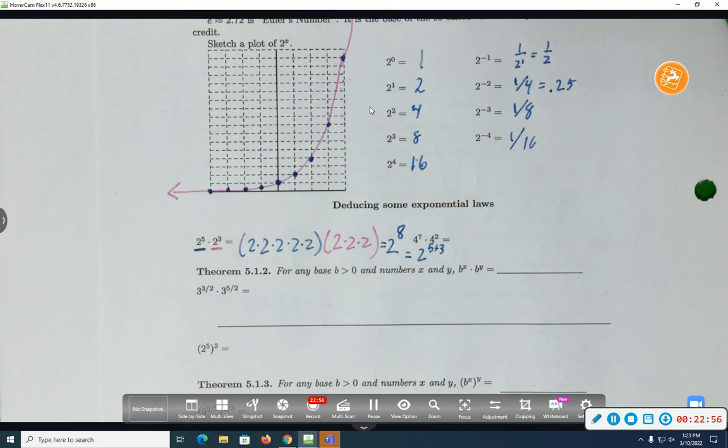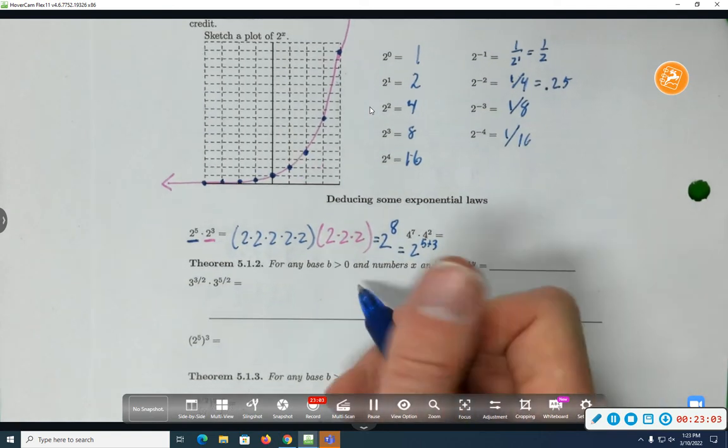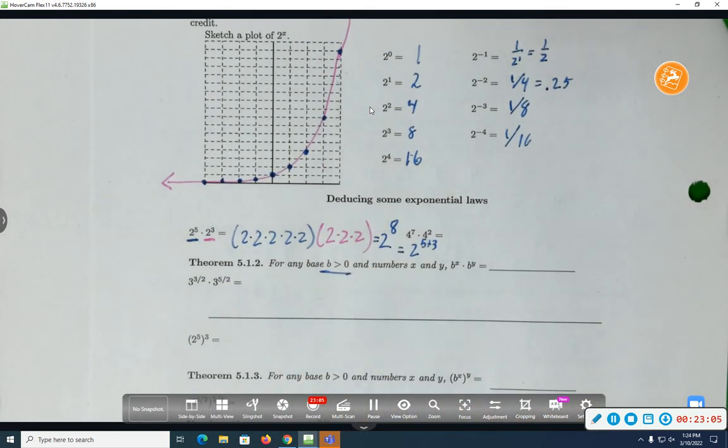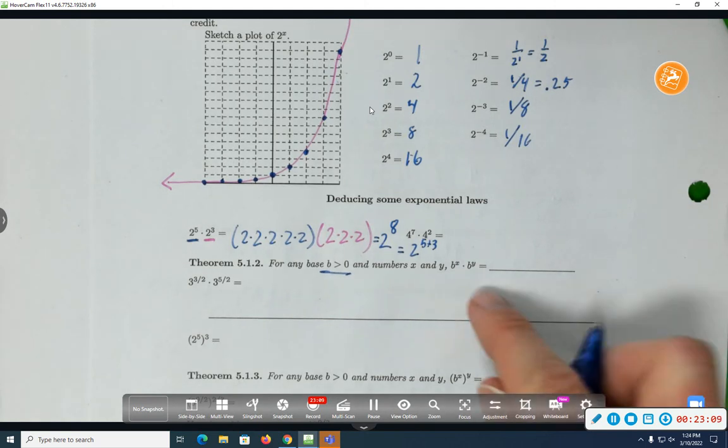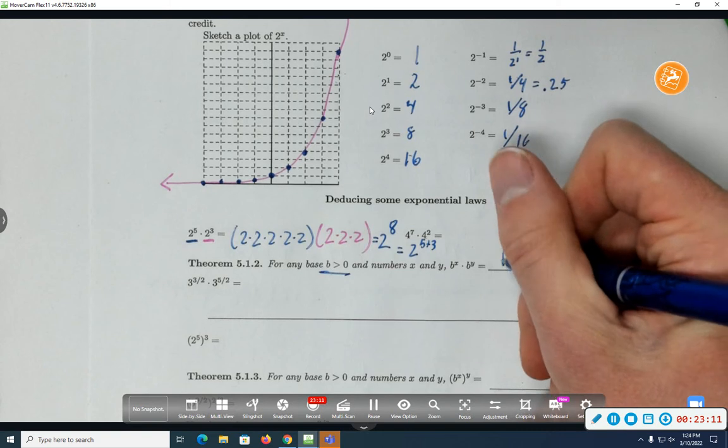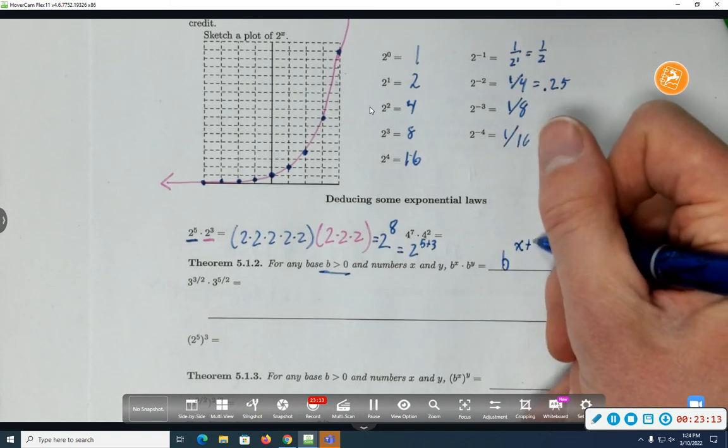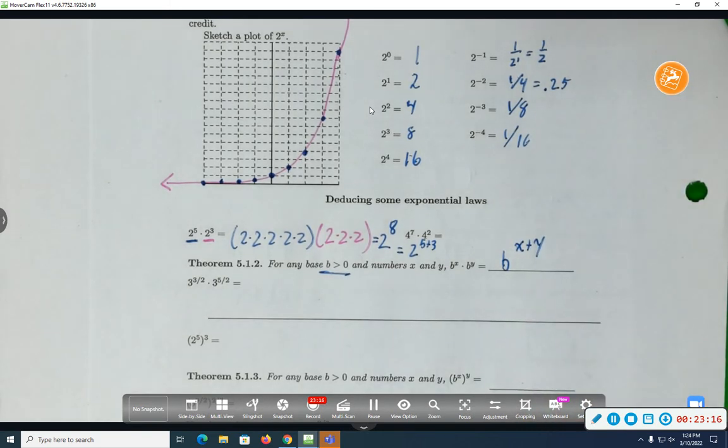What do you think? Does that same rule work in general? Yeah, of course, for the exact same reason. For any 2 exponentials with the same base, you'll notice I'm specifying that the base has to be positive. There's a good reason for that. b to the x times b to the y is b to the x plus y. Cool. That seem pretty okay? All right, so let's use that to do something.